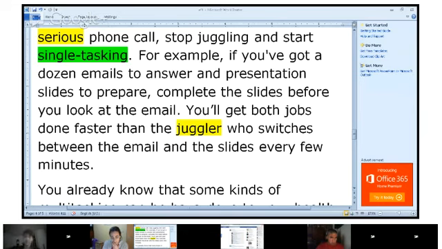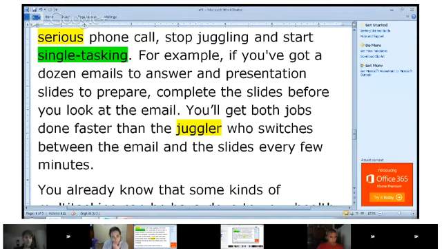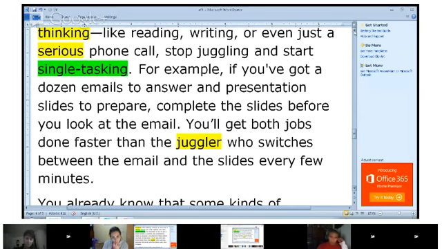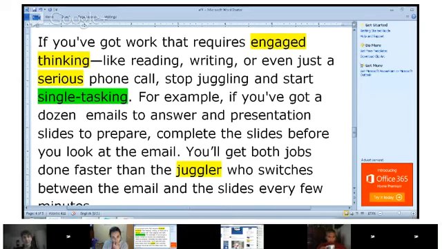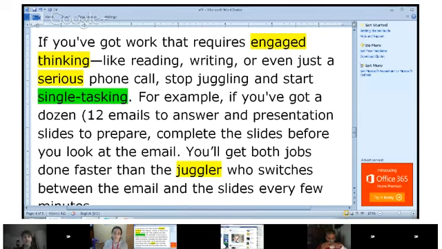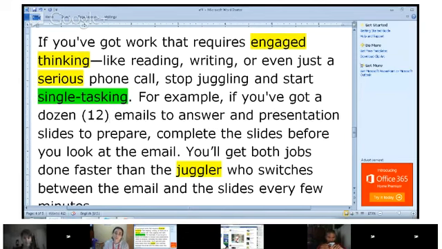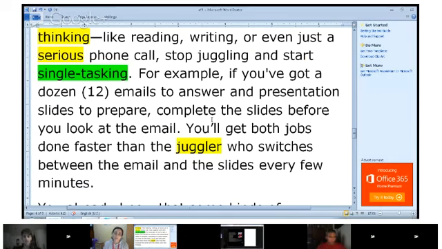Any other questions about the vocabulary? Do people understand? Dozen. If you got a dozen emails, that says 12, or not? Yes, 12. A dozen is 12, like a dozen eggs. Thank you. Fantastic.